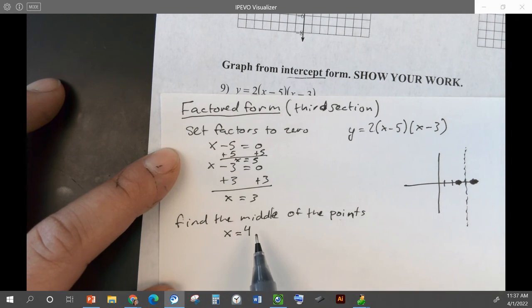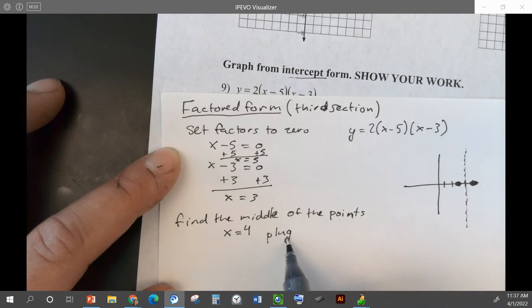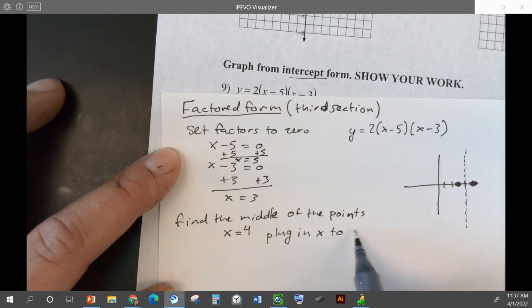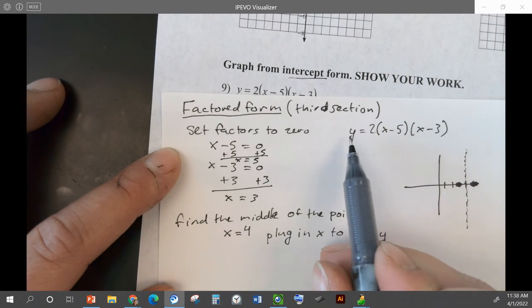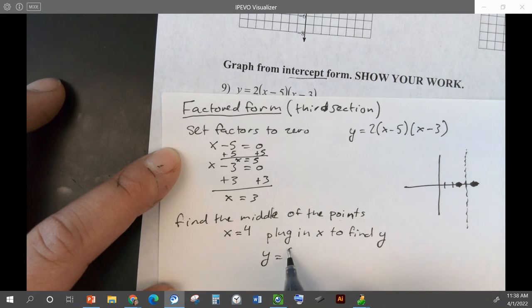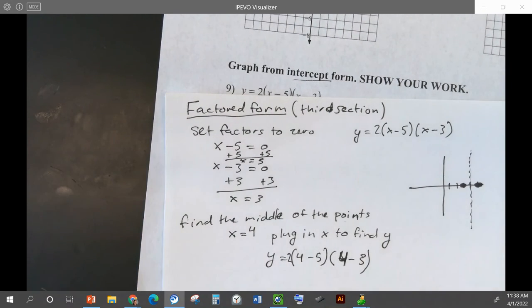And then I just take 4 and I plug it in here. So plug in x to find y. So here's y. When x is 4, what is y? So y equals 2 times (4 minus 5)(4 minus 3). And this is something you can just do on your calculator. So let's do that on the calculator. If you need to borrow a calculator, there's some in that bin in the back.